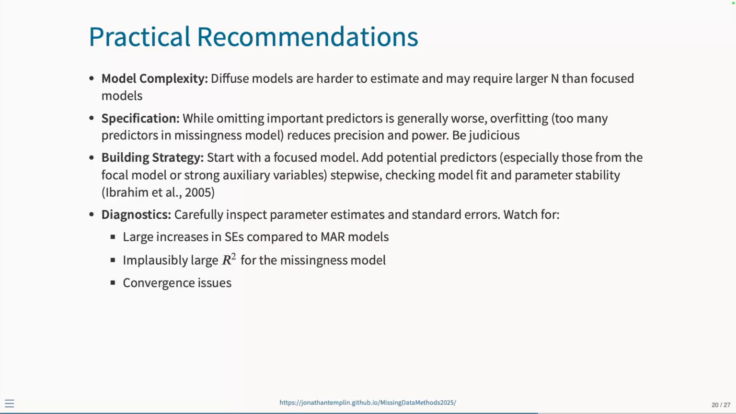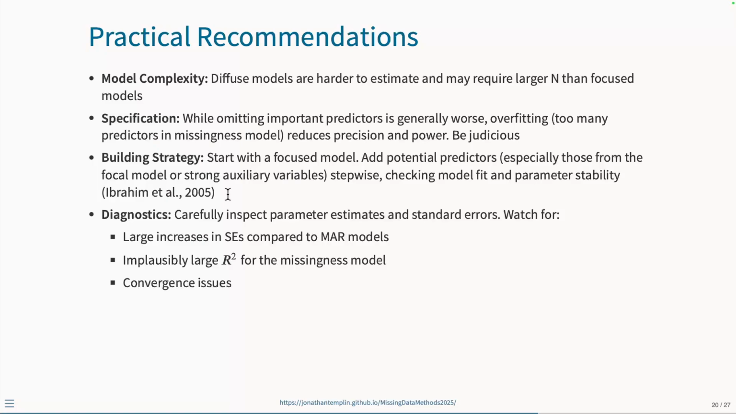So how do we build a model? I think you start with a focal model, so your model of interest, Y equals X in this case, and add prudent predictors, especially those from the focal model or strong auxiliary variables, and go at them stepwise. At least that's what Ibrahim and colleagues had suggested.